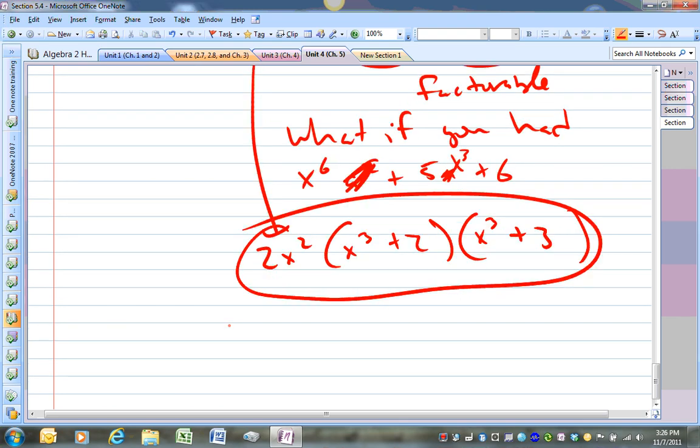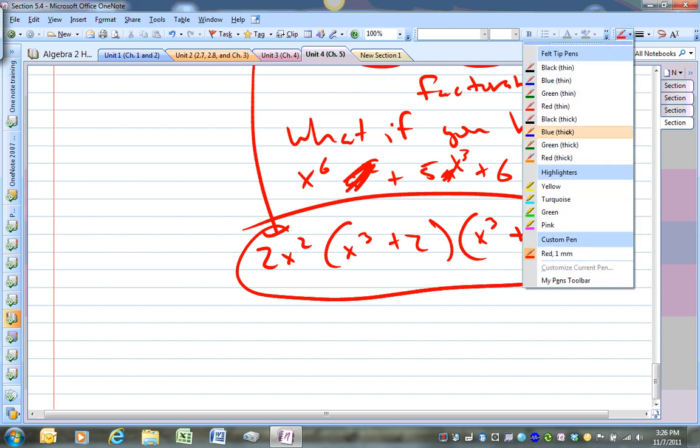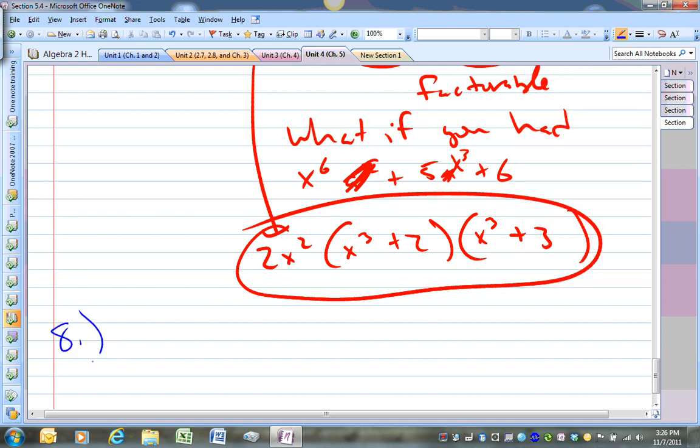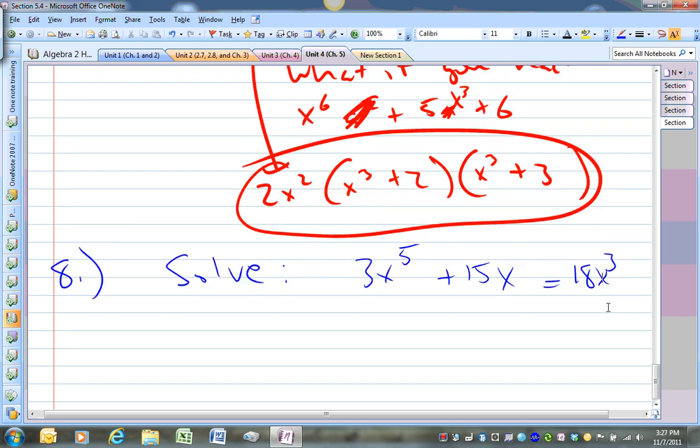Okay, last one. I'm sure you're probably sick of factoring by now. I'm kind of sick of it too, but last one. We got to solve one equation. Let's solve the following. So remember what I've always said when you're trying to solve? Get everything on the same side, so you have 0 on the other side. Then we'll factor.